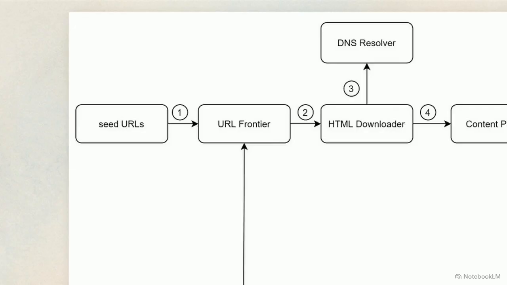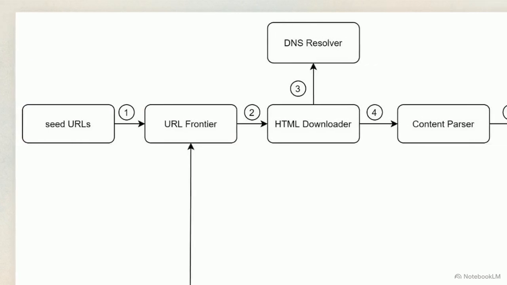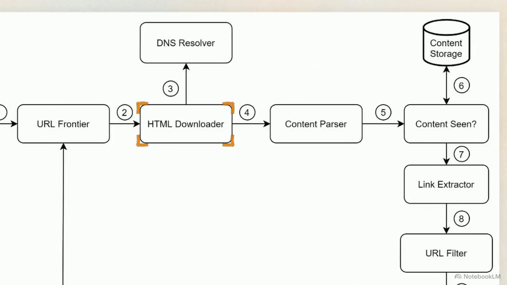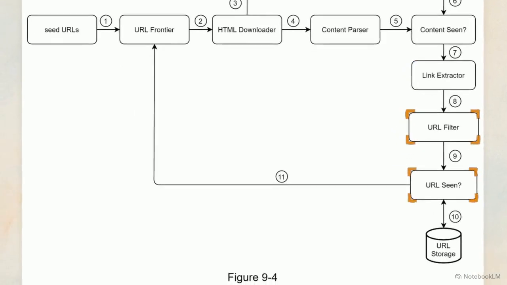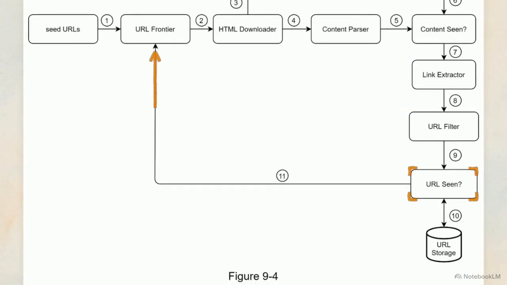Putting these pieces together reveals a complete 11-step discovery cycle. A seed drops into the frontier, is fetched by the downloader using IP data from the DNS resolver, and validated by the parser. The content seen check acts as the first gatekeeper, dropping redundant text and pushing only unique pages into storage. The extractor pulls child links, the filter cleans them, and the URL seen gatekeeper drops existing links, routing only fresh targets back to the frontier.